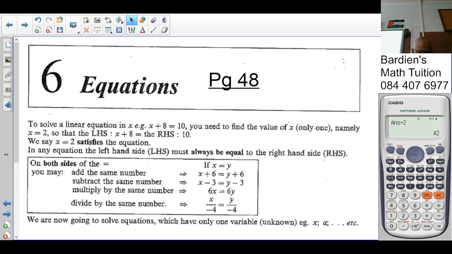Okay. So in equations, to solve a linear equation, for example, we have x plus 8 equals 10. If you look at x plus 8 equal to 10, what is x going to be equal to? What plus 8 is 10? 2. So x is equal to 2 in that equation, just by looking at the sum we can determine the solution for x.